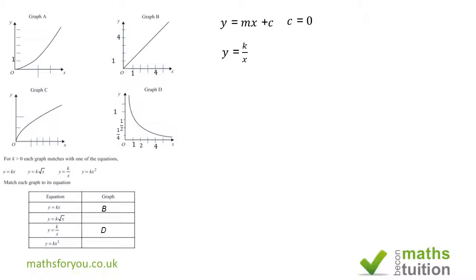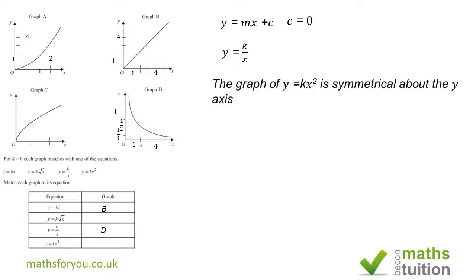Right, now for graphs A and C, when y is 4, x will be the square root of 4, which is 2, or in other words, if you square 2, you get 4. And when x is 1, if you square 1, you get 1.